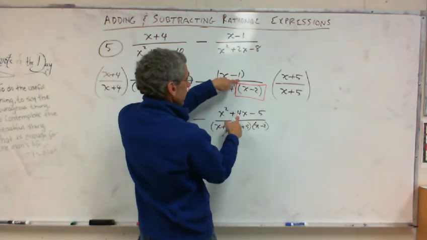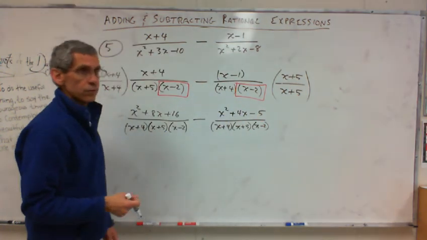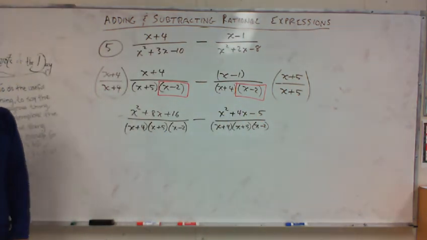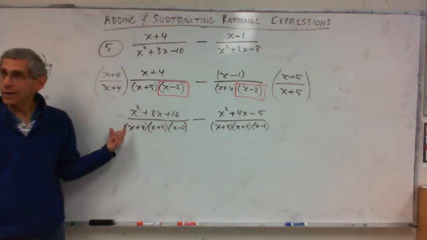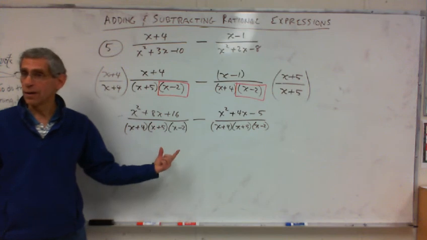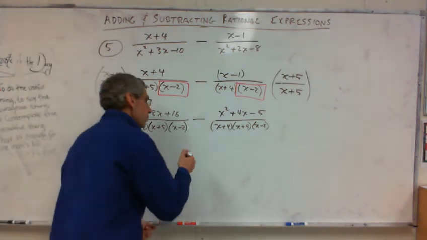And then negative 5 times 5 is negative 5. So now we can combine them over one denominator, right? You agree with me? Because we have common denominators. So that's what I'm going to do now.